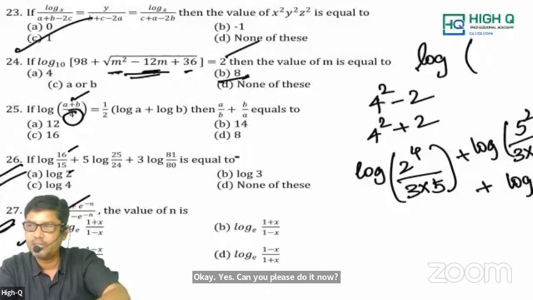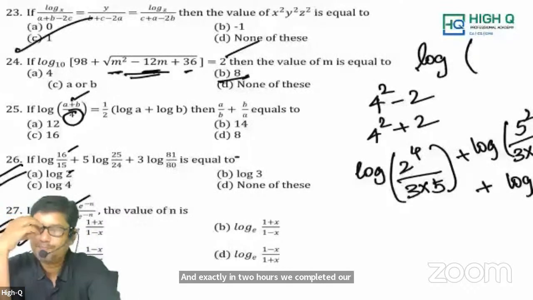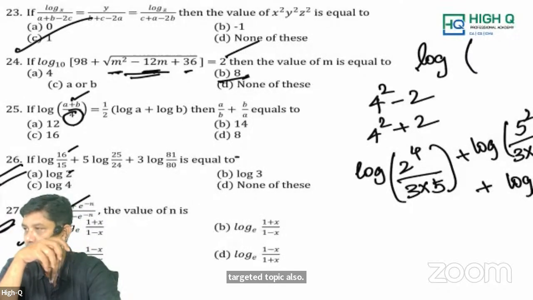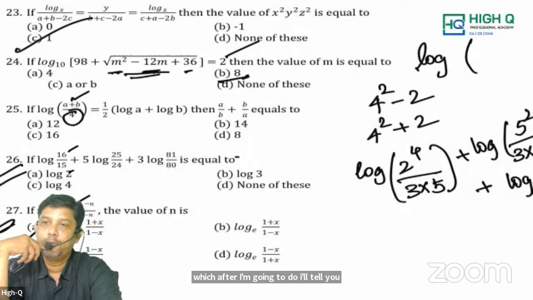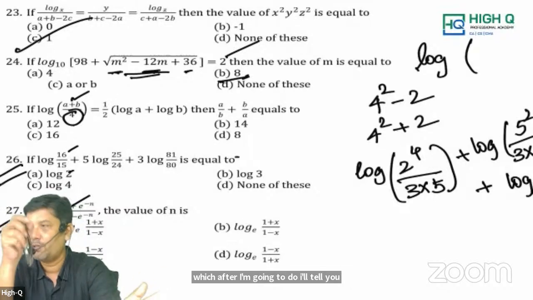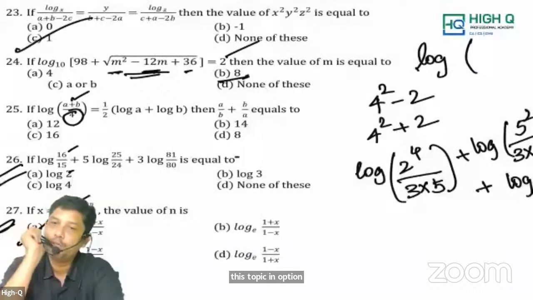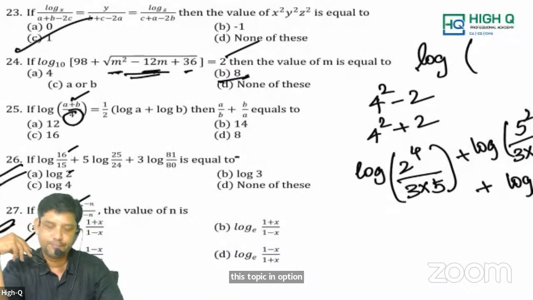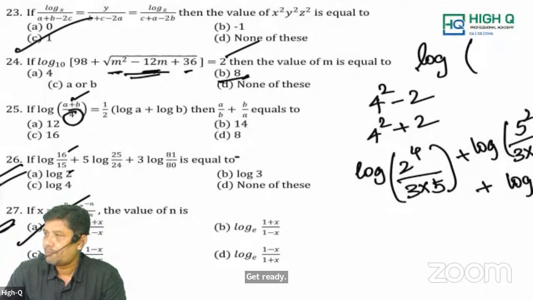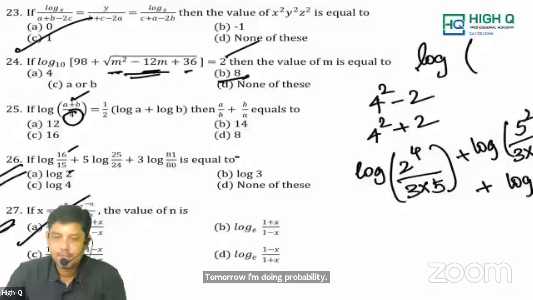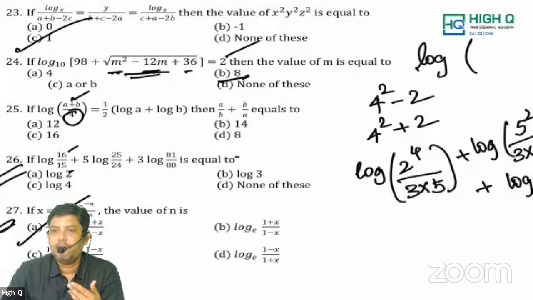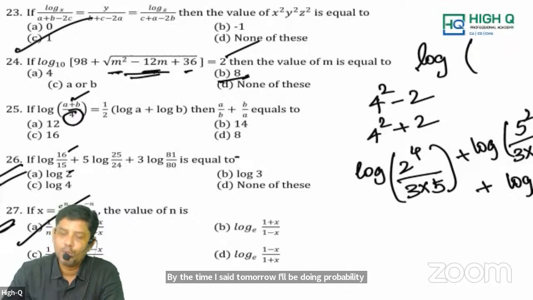And in exactly 2 hours we completed our targeted topic also. Tomorrow, I'll tell you which chapter I'm going to do. Most students leave this topic as an option, but it carries 6 to 7 marks probability. Get ready, tomorrow I'm doing probability. By the time I said tomorrow I'll be doing probability, our Zoom students are leaving just like that. Okay, lecture is over.